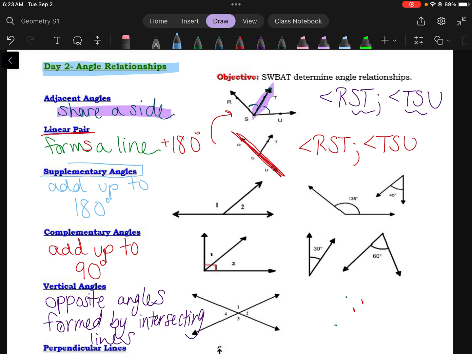Supplementary angles also add up to 180 degrees. So these two angles form a line, okay? These also are supplementary even if they're not touching. So these are non-adjacent, but again, they still add up to 180 degrees when you add them together.